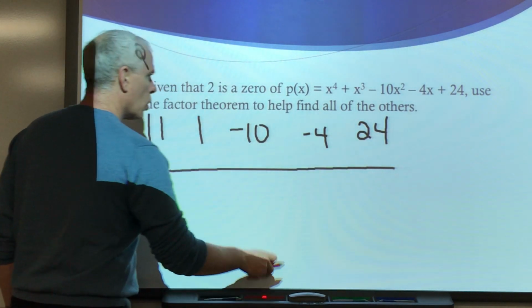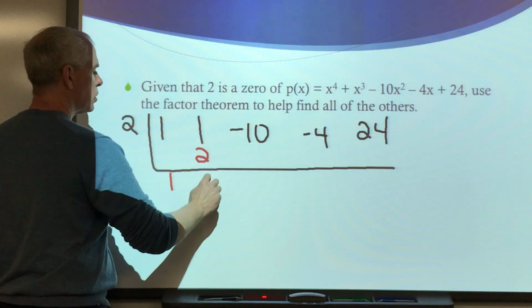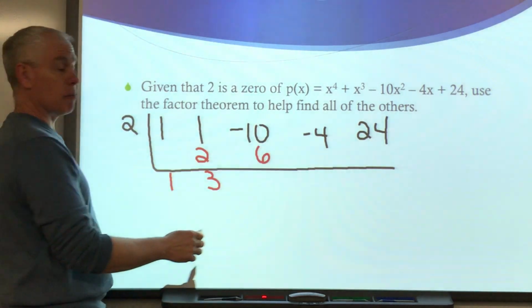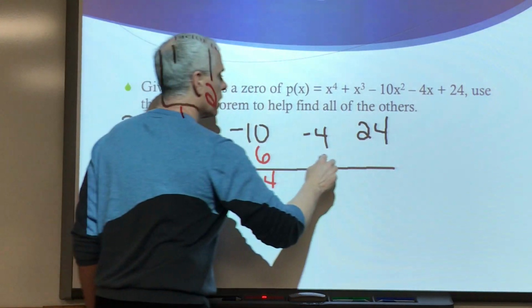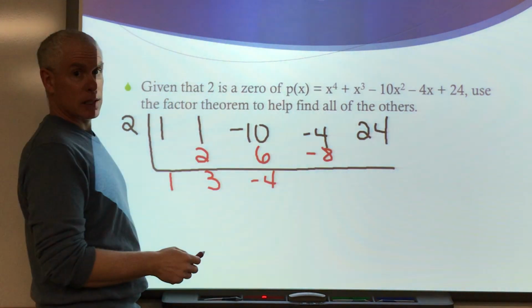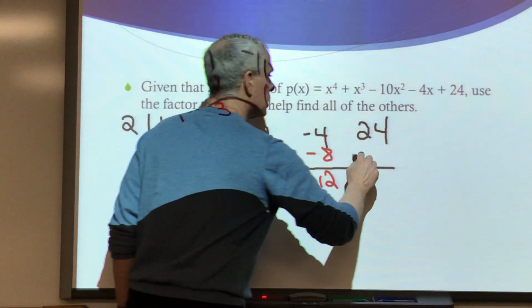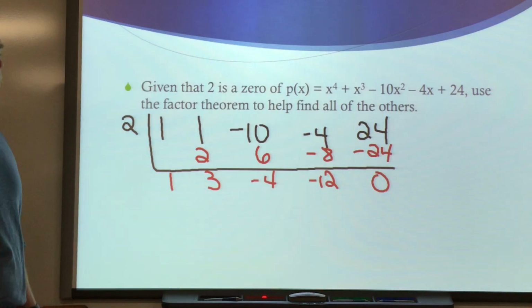So we'll go through our synthetic division. Bring down the 1, multiply. 2 plus 1 is 3. 2 times 3 is 6. Negative 10 plus 6 is negative 4. Negative 4 times 2 is negative 8. Negative 8 plus negative 4 is negative 12. Negative 12 times 2 is negative 24. And as we expected, we got 0 for a remainder.